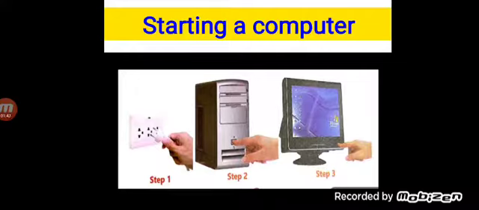So these are the 3 steps in which you start a computer. First step is you switch on the main power supply. Second is you switch on the CPU, and the third is you switch on the monitor.